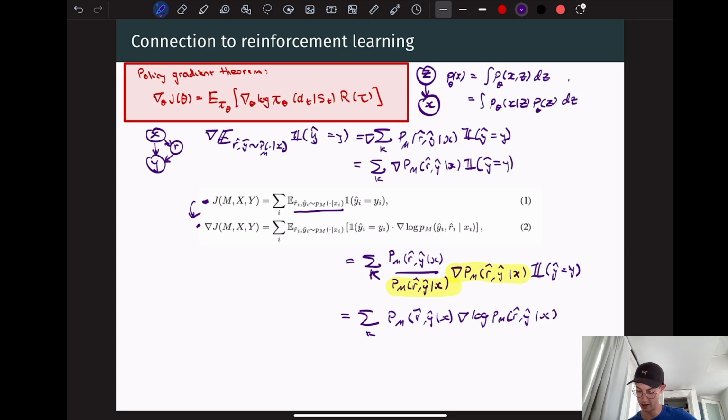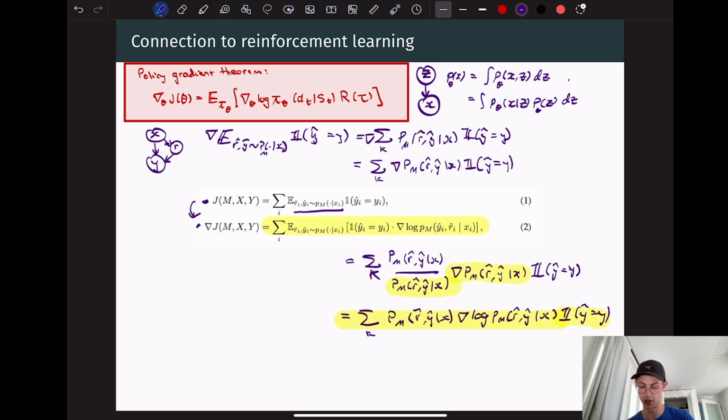And we can actually see now that what we've derived here is exactly this, and I just need to multiply by this indicator function again. But it's exactly what we set out to do, because this is now an expectation over r hat and y hat. So we've now derived how you get the gradient of J, which again, remember, is the total reward if we think about this as an RL problem.